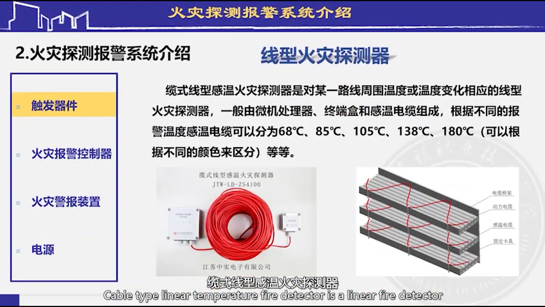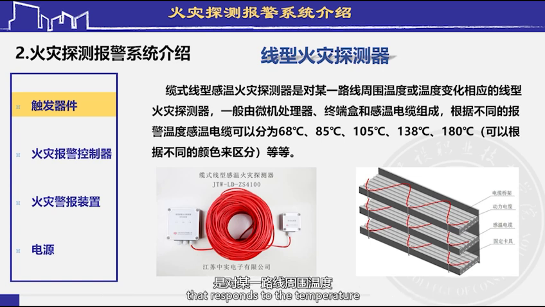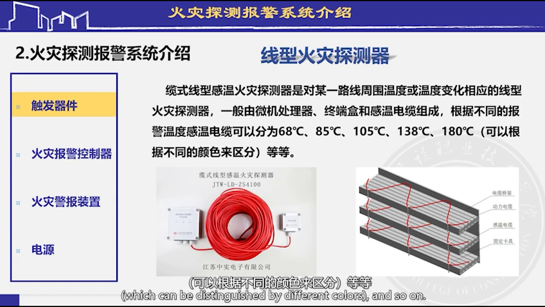Cable type linear temperature fire detector is a linear fire detector that responds to the temperature or temperature changes around a certain route. It is generally composed of a microcomputer processor, terminal box, and temperature sensing cable. According to different alarm temperatures, temperature sensing cables can be divided into 68 degrees Celsius, 85 degrees Celsius, 105 degrees Celsius, 138 degrees Celsius, 180 degrees Celsius, which can be distinguished by different colors, and so on.